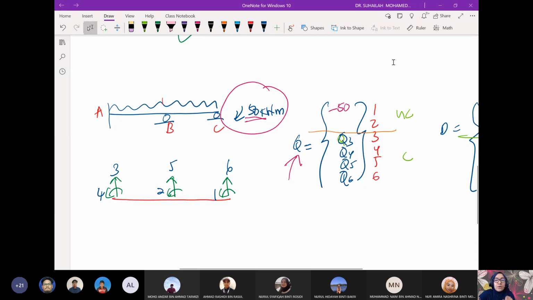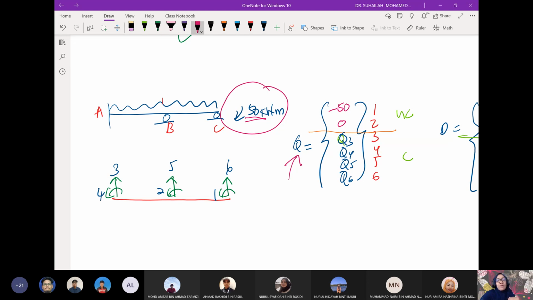Okay, now look at the diagram. Q2, is there a Q2 in the diagram above? Is there? No. So what should we put? Zero. Yes, we should put zero. Okay, because it is in the unconstrained system. Unknown is for the constrained system. So for unconstrained, we must put a value. When there is no moment, it is zero. If there is a moment, put the moment.